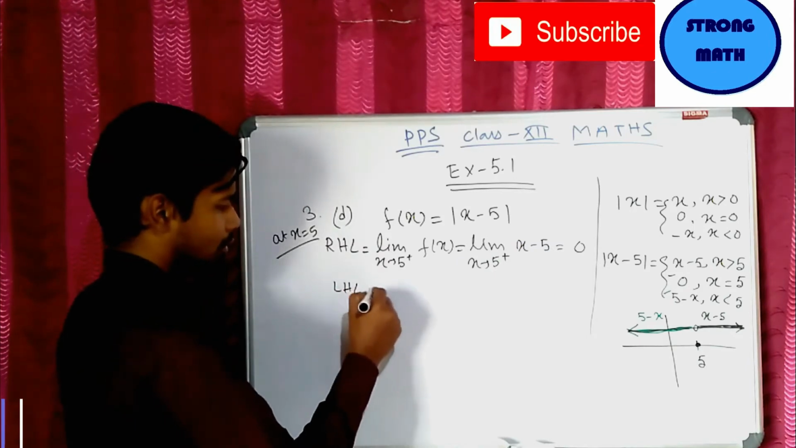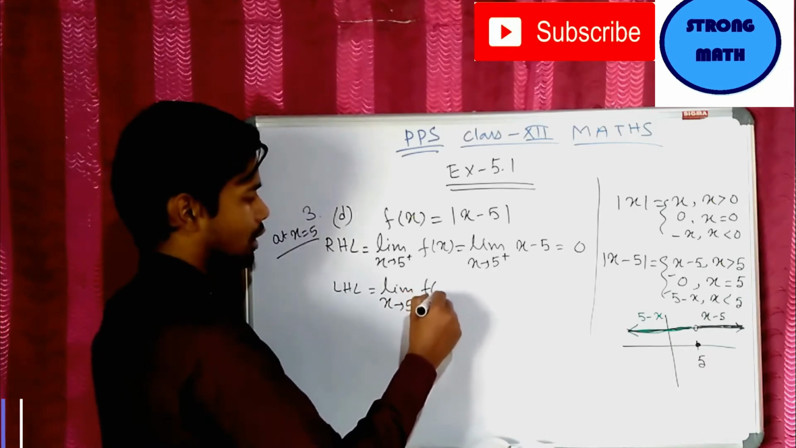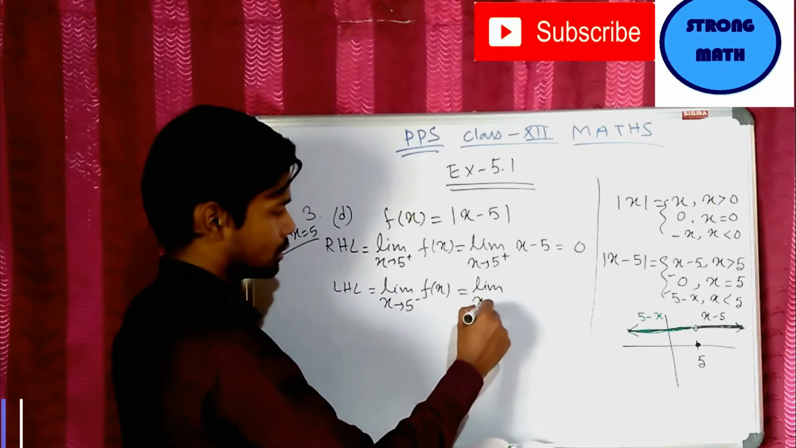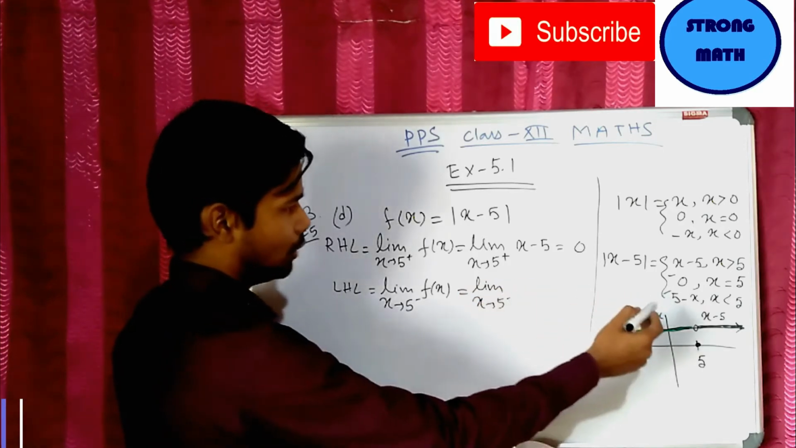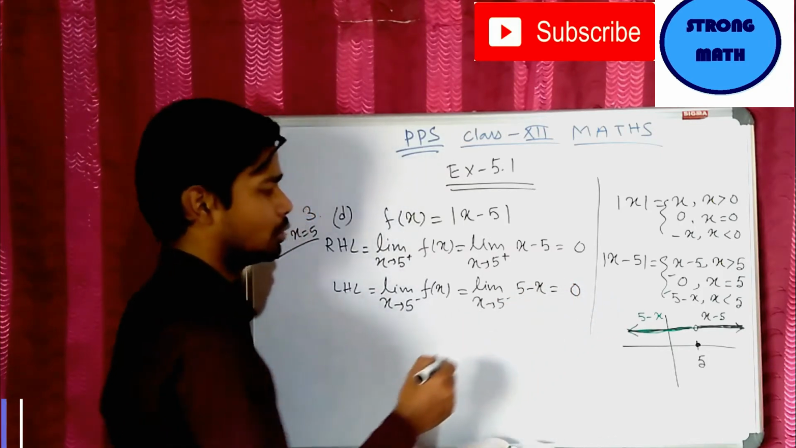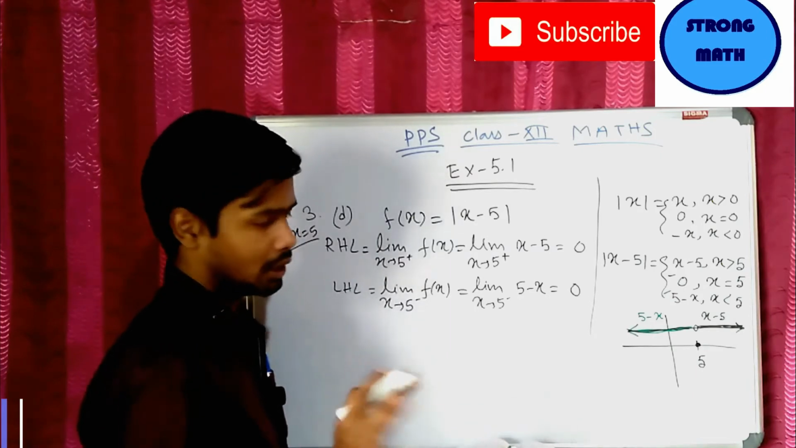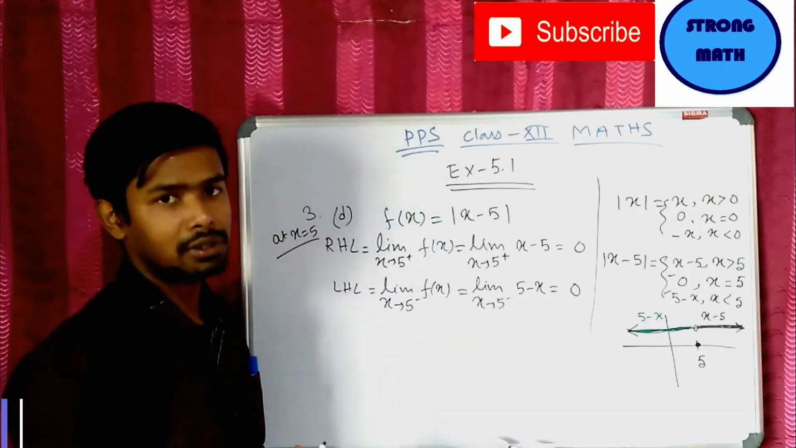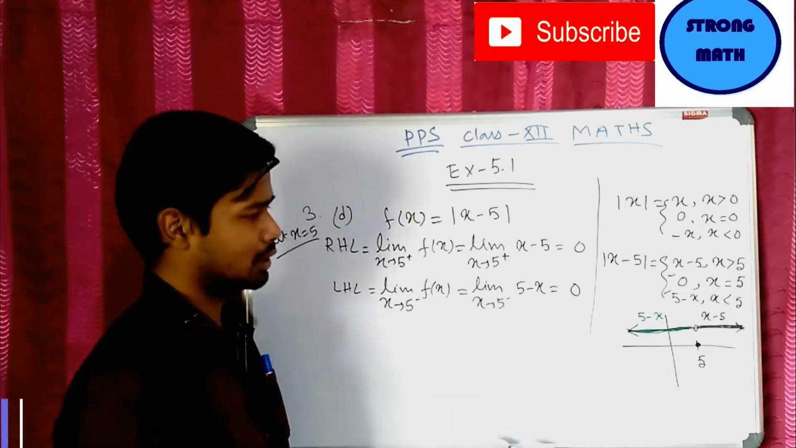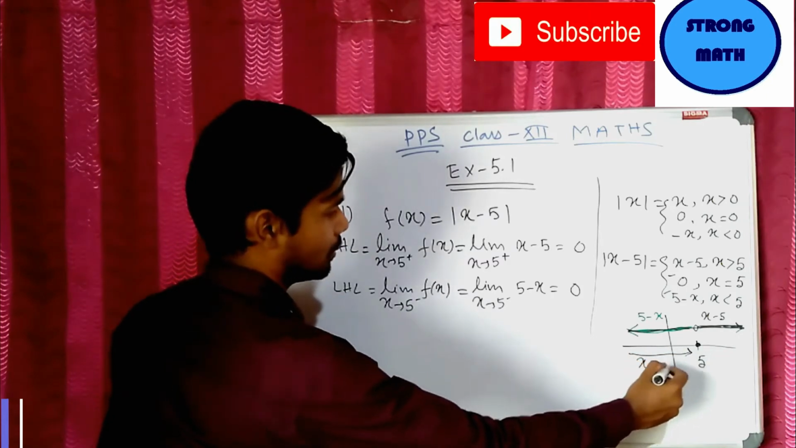Left hand limit, x tends to 5 minus f of x, that is the left hand side of 5. Limit x tends to 5 minus, the value is 5 minus x, again 5 minus 5, 0. Remember, here we only put 5, not minus 5. The 5 minus denotes the direction. X tends to 5 minus means from the left hand side towards 5. This is x tends to 5 minus, remember.